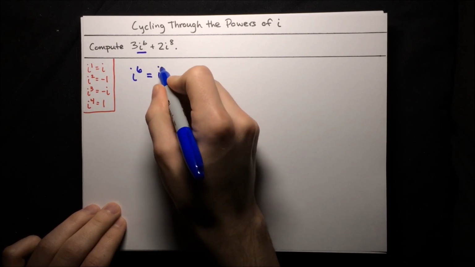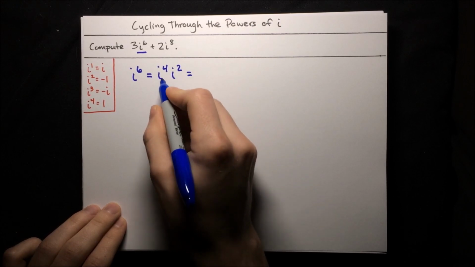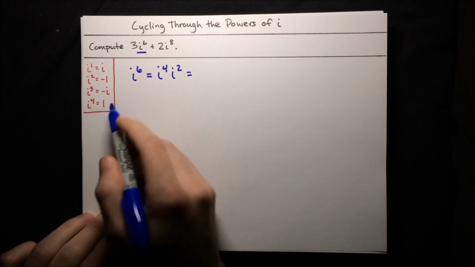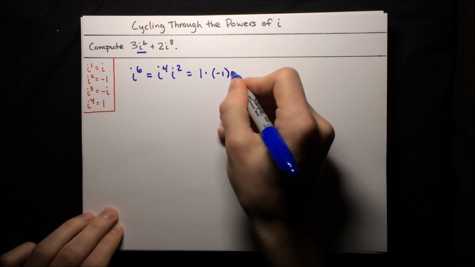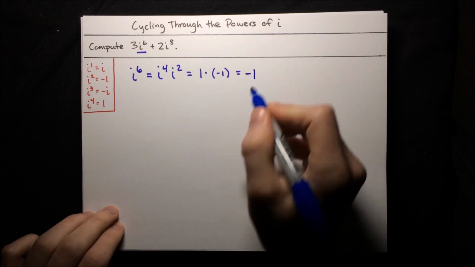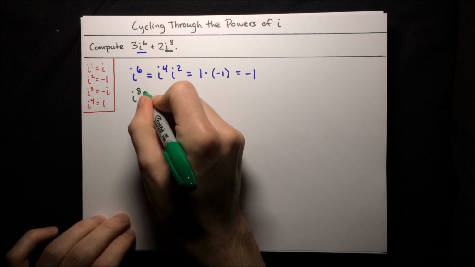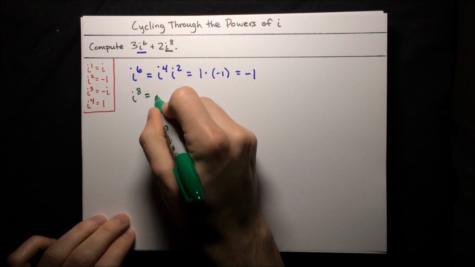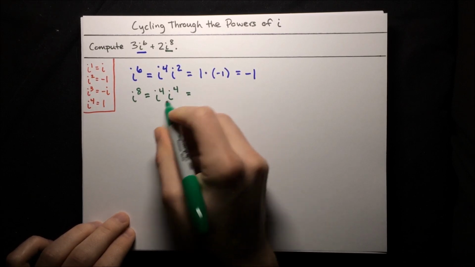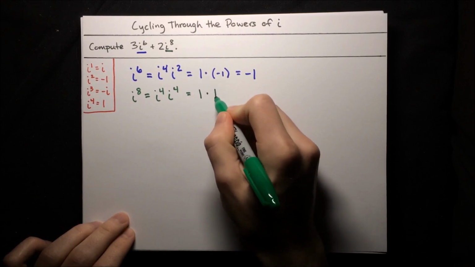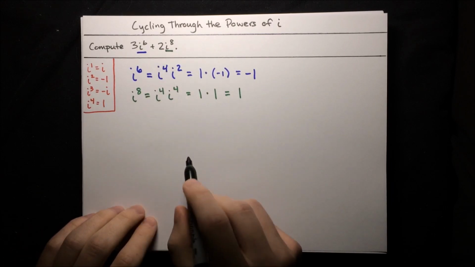So we can make this into i to the fourth times i squared, and i to the fourth, looking at our table here, is just 1, and then i squared is just -1. So the result here is just -1. i to the eighth we can take care of in the same way. 8 is just 4 plus 4, so that's just i to the fourth times i to the fourth, and i to the fourth is just 1, so this is just 1 times 1, which is just 1. So now we can plug that into our original expression.